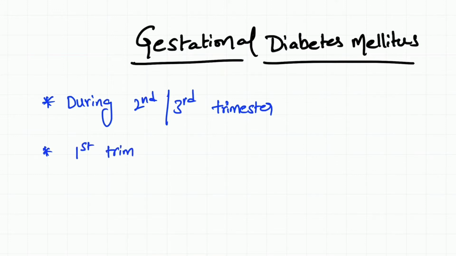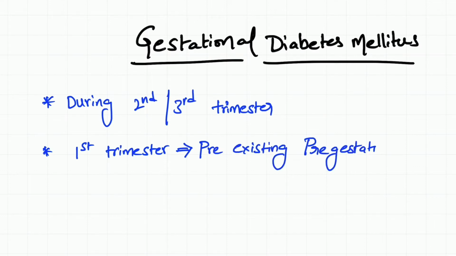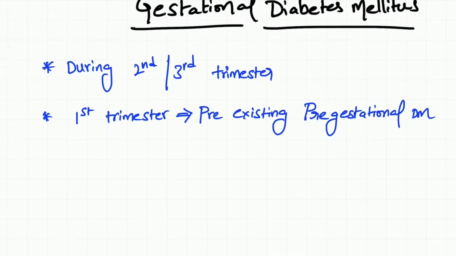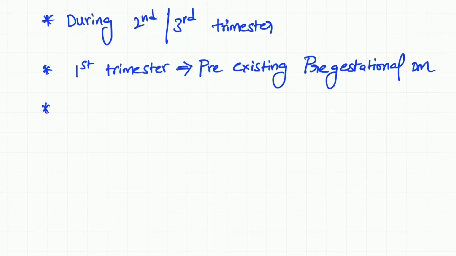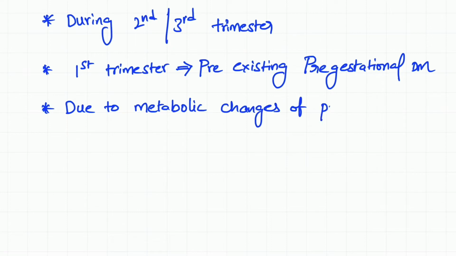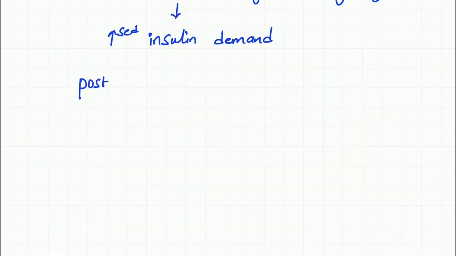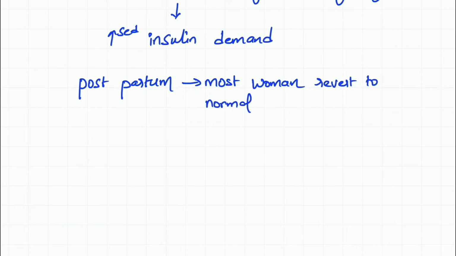And if a pregnant lady is diagnosed with diabetes in her first trimester, it will be considered as pre-existing, pre-gestational diabetes. So that diabetes is not due to her pregnancy. So it is pre-existing. And this gestational diabetes is due to metabolic changes of pregnancy which will give rise to increased insulin demands.